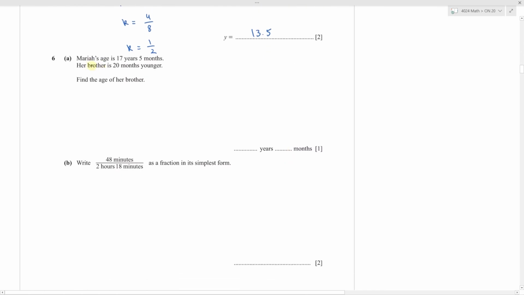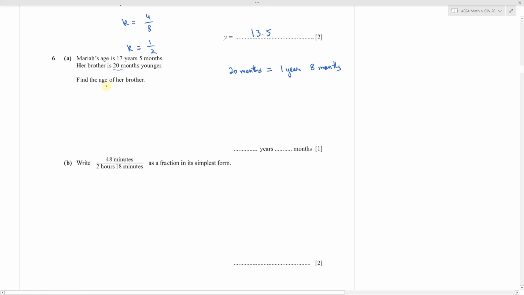Question number 6 is Maria's age is 17 years and 5 months. Her brother is 20 months younger. Find the age of her brother. So her brother is 20 months younger. So 20 months is how much in years and months, since we are dealing in years and months. So 20 months will be 1 year and 8 months. Since 1 year is 12 months, so 20 minus 12 gives you the remaining 8 months here.